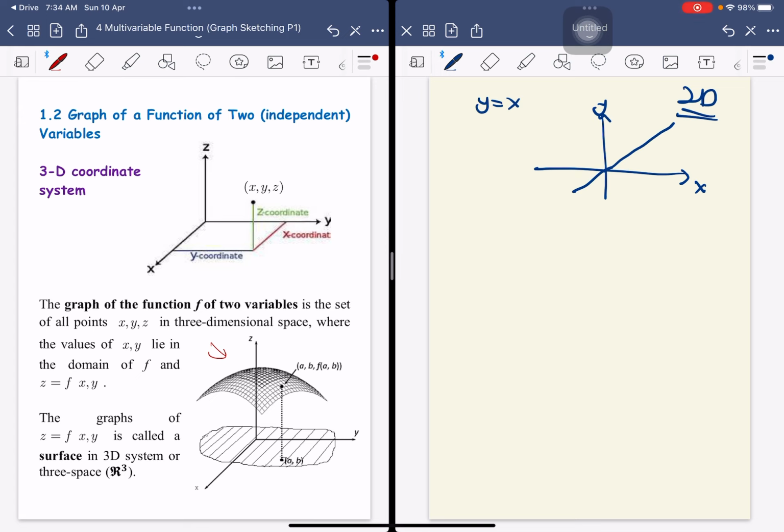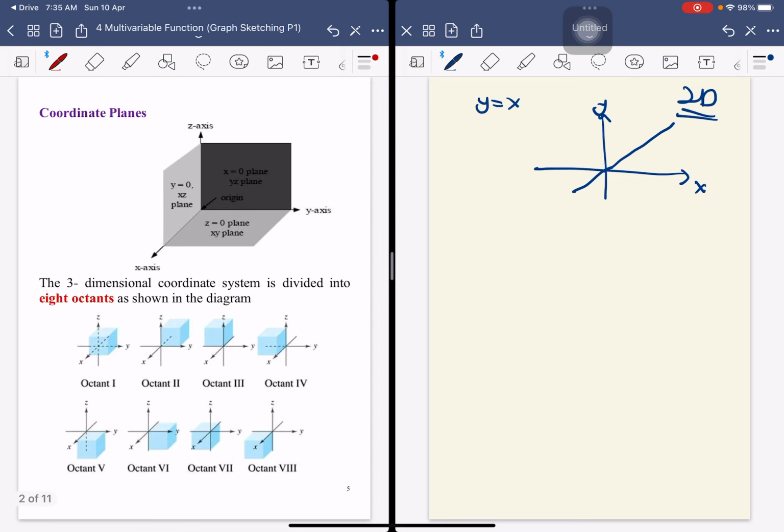The graph that you sketch for a function with 2 independent variables is called a 3D surface. It's important for you to be able to get the correct surface in order to understand and learn the following chapters later. In this part we're focusing on graph sketching, but in the following chapters you're going to use the knowledge that you have learned here to go through other chapters.